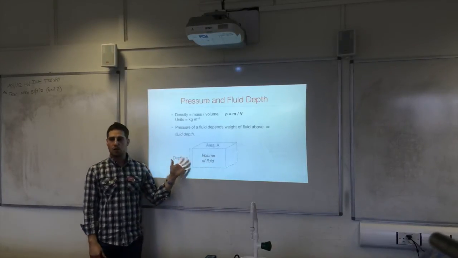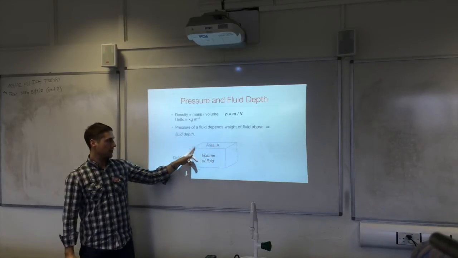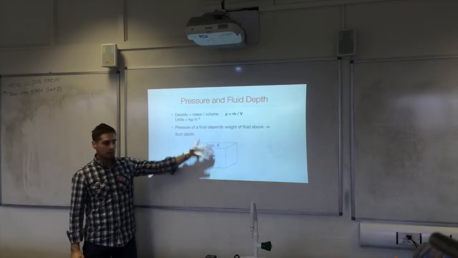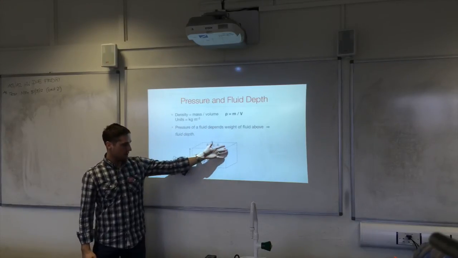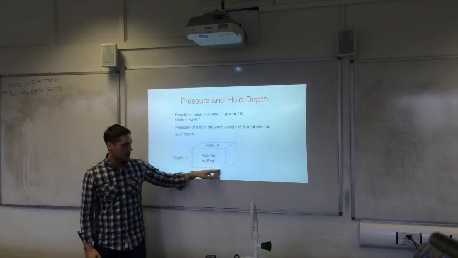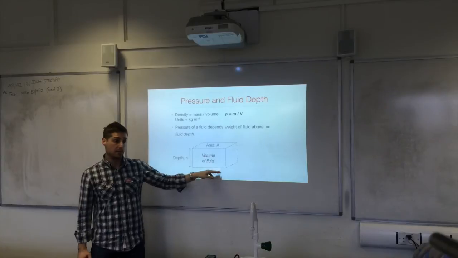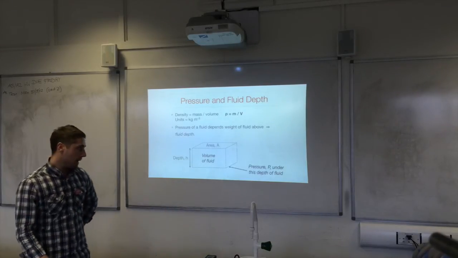Let's take this volume of fluid here. It's got an area on the top of A, and these sides are vertical, so therefore the area on the bottom is the same. So we want to know what the pressure is at the bottom here. And the depth of the fluid is equal to h.